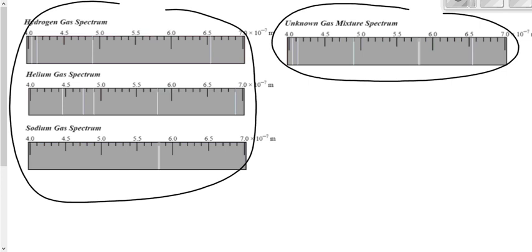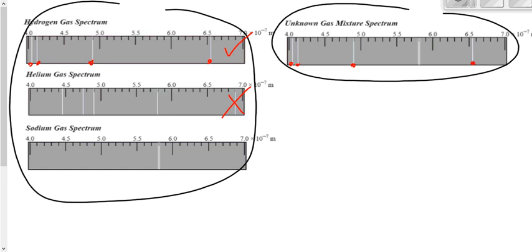Somebody else with maybe a different answer on that? Yeah, the lines match up, right? Not all of them, but all of the lines from hydrogen are present in the unknown gas. So hydrogen must be there, right? What about helium? Are all the lines from helium in the unknown gas? Nope. There's some that aren't there, so therefore helium isn't present there.